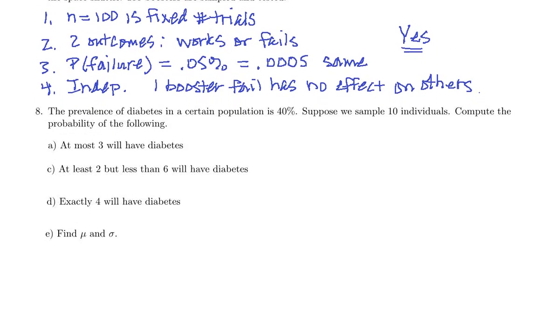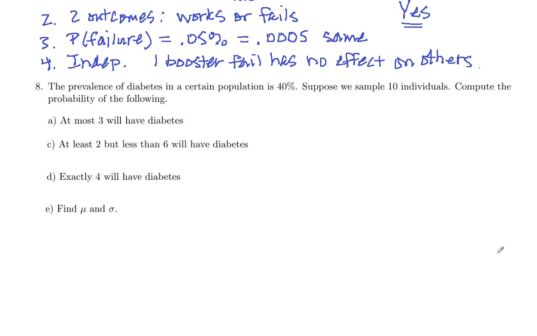And then our last question here, practicing with some binomial probabilities. Prevalence of diabetes in a certain population is 40%. That is our P. So a quote-unquote success is person has diabetes. Suppose we sample 10 individuals. So that's going to be our sample size. So n equals 10. And then we want to compute the probability that at most 3 will have diabetes. So that's saying the probability that x is less than or equal to 3.